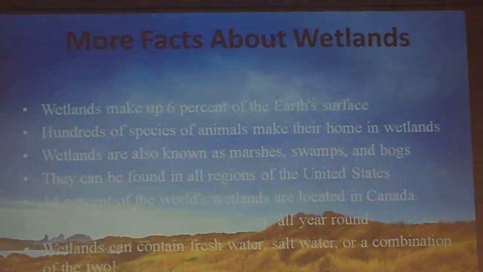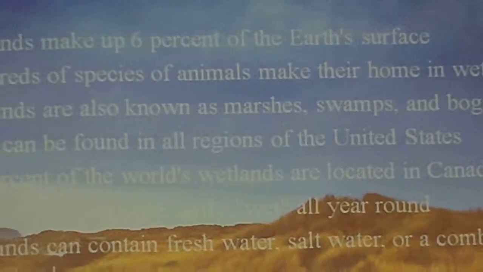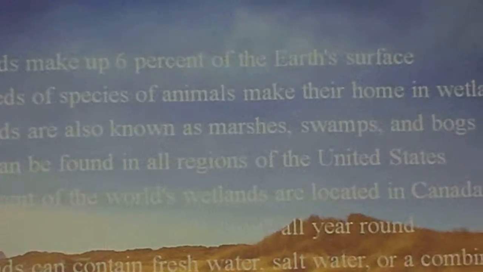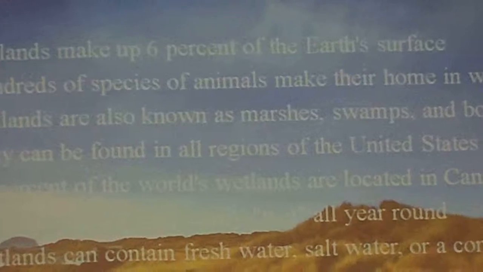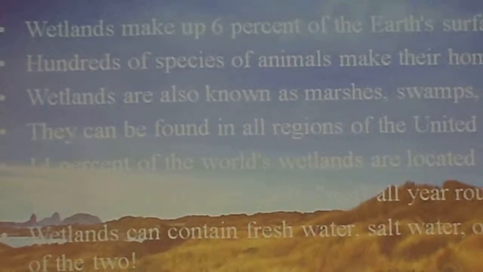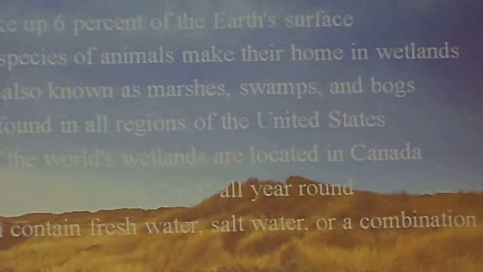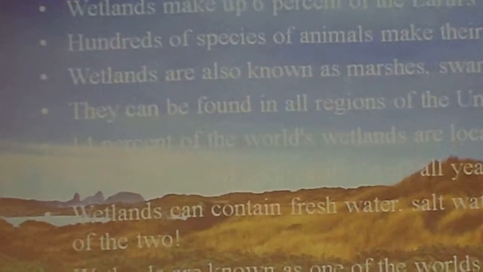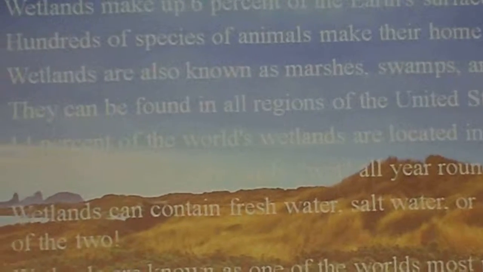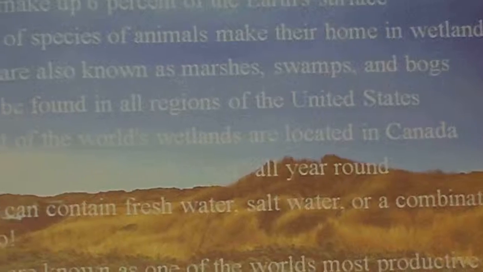These are some additional facts about wetlands. Wetlands make up 6% of the Earth's surface. Hundreds of species of animals make their home in wetlands, so there's lots of wildlife there. Wetlands are also known as marshes, swamps, or bogs, so you may hear those other names; it's the same thing. They can be found in all regions of the United States. And 14% of the world's wetlands are located in Canada. I didn't know that. Pretty cool.